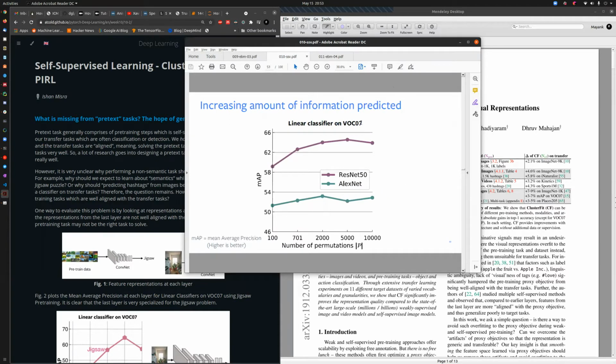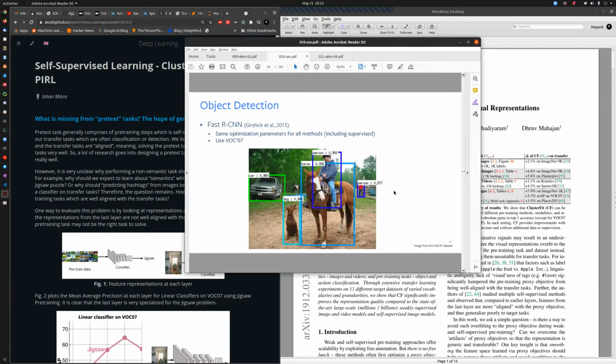Then increasing the amount of information that is predicted. This is mAP, it's simple. This is the linear classification on the VOC07 dataset, ResNet-50 and the AlexNet. So the number of permutations with respect to the number of parameters a network has. This is Fast R-CNN. These are the techniques that they have used for video, as we have talked about earlier.